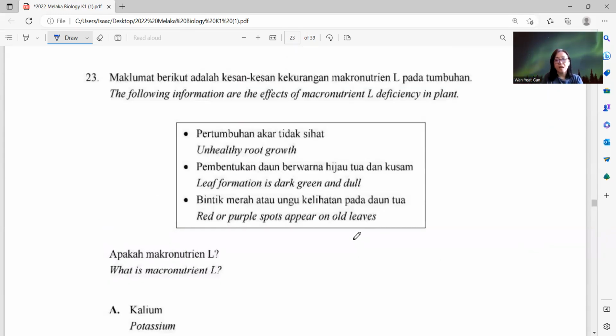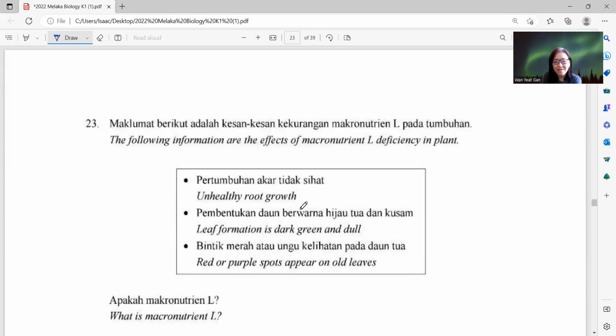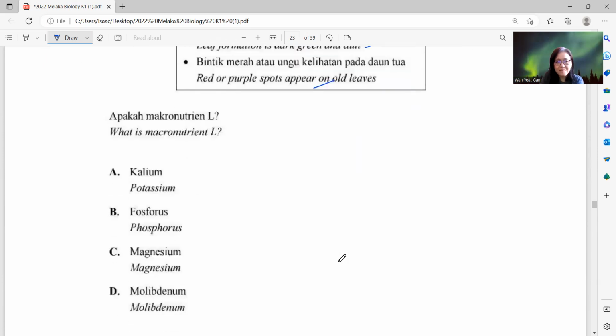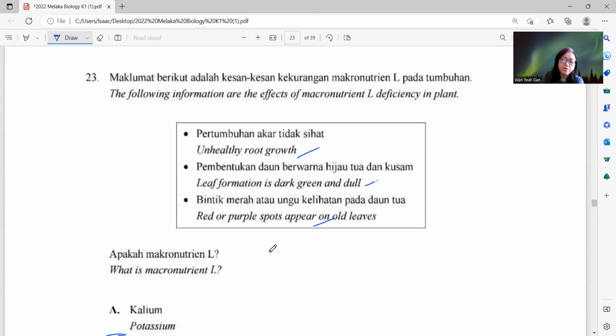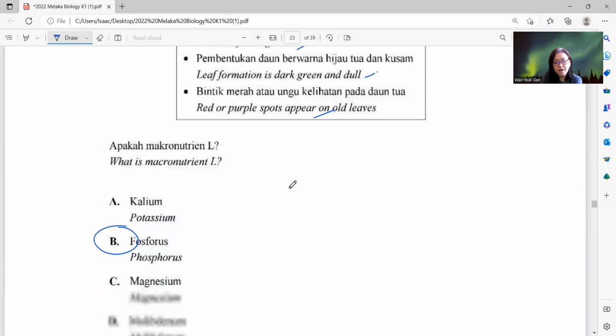23. The following information is the effects of macronutrient L deficiency in plants. What is the macronutrient? Okay, so let's see. Unhealthy root growth, leaf formation is dark green and dull, red or purple spots. So here, the answer is phosphorus, because phosphorus helps with root growth. So if phosphorus is insufficient, then it will cause unhealthy root growth besides the other symptoms.